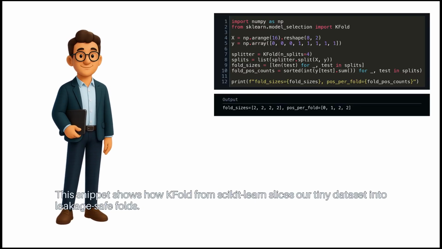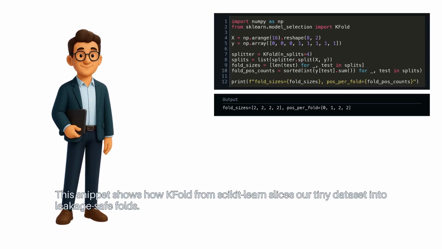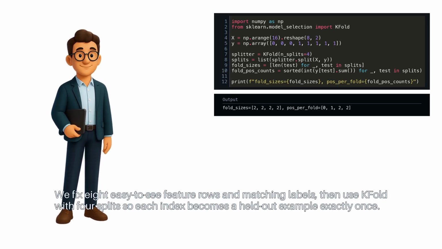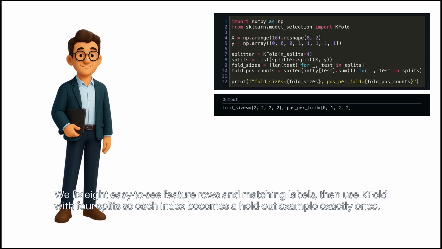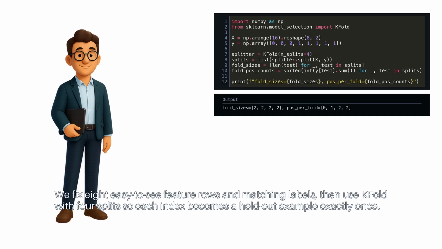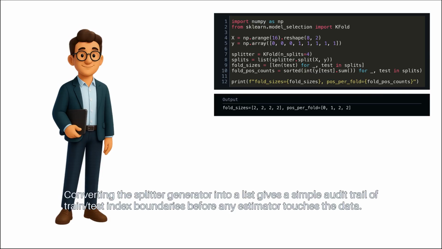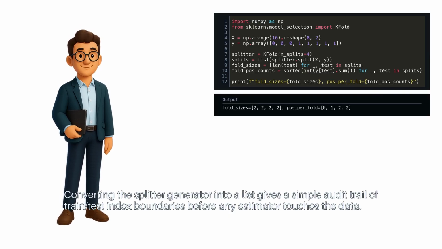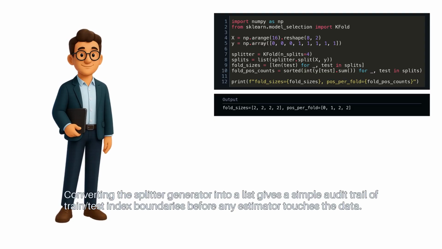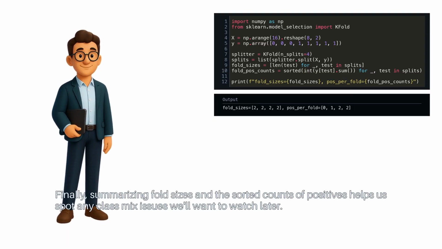This snippet shows how KFold from scikit-learn slices our tiny dataset into leakage-safe folds. We fix 8 easy-to-see feature rows and matching labels. Then use KFold with 4 splits, so each index becomes a held-out example exactly once. Converting the splitter generator into a list gives a simple audit trail of train and test index boundaries before any estimator touches the data. Finally, summarizing fold sizes and the sorted counts of positives helps us spot any class mix issues we'll want to watch later.